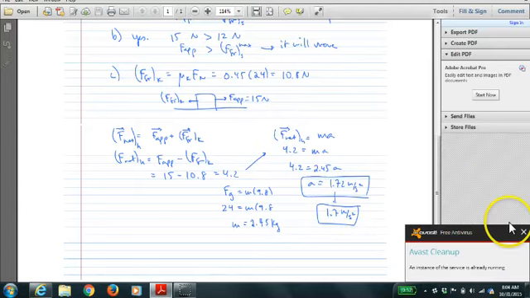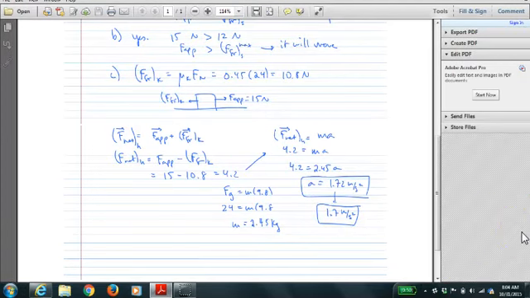All right, if that was too fast, go ahead and pause it and think about it, or maybe try it on your own. But that's it. Okay, good luck.